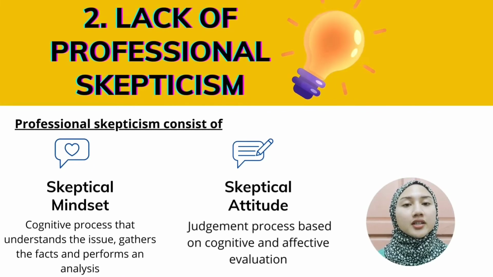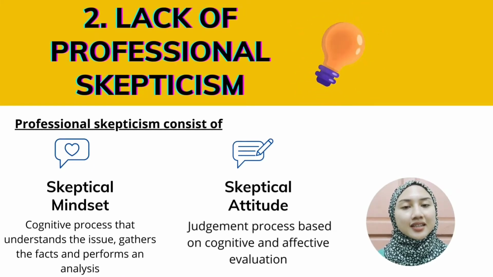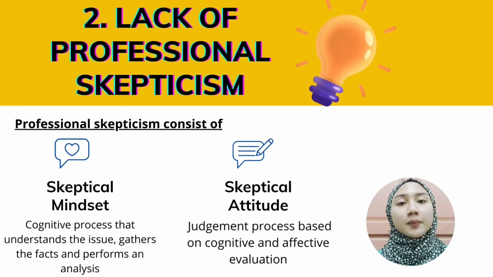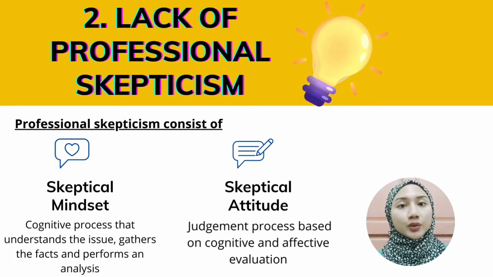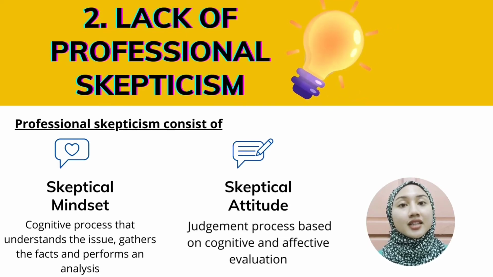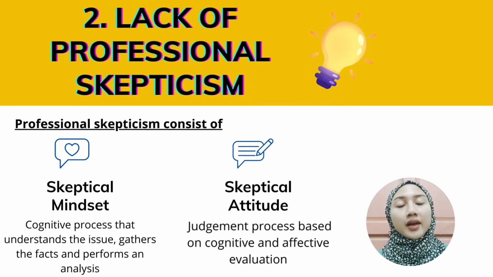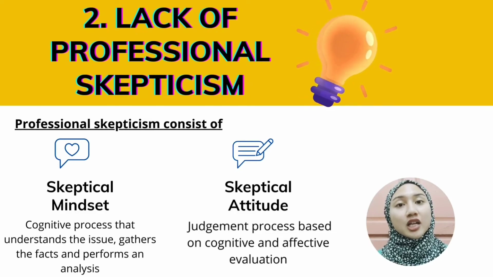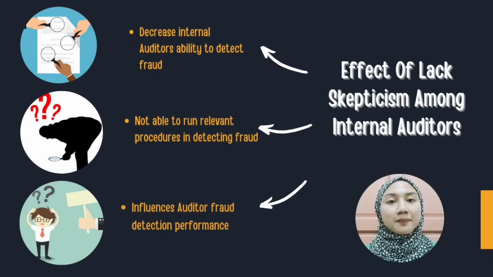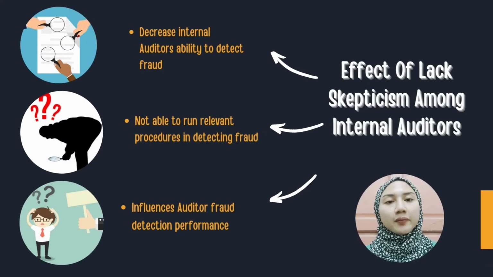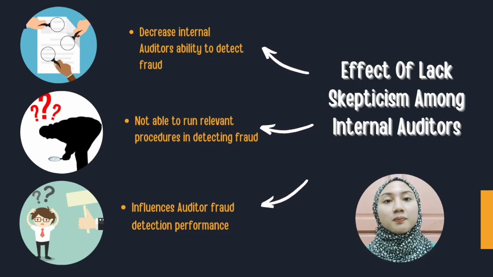Next, lack of professional skepticism. Professional skepticism consists of two parts, which are skeptical mindset and skeptical attitude. A skeptical mindset refers to a cognitive process that understands the issue, gathers the facts, and performs an analysis. Meanwhile, a skeptical attitude is a judgment process based on cognitive and affective evaluation. Lack of professional skepticism also leads auditors to decrease the ability to detect fraud errors, run less relevant procedures in detecting fraud, and negatively influence auditor fraud detection performance.